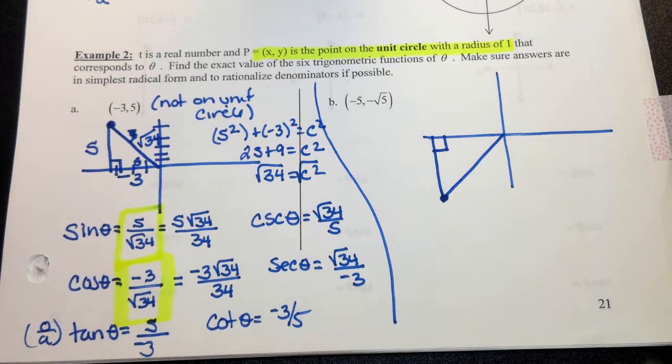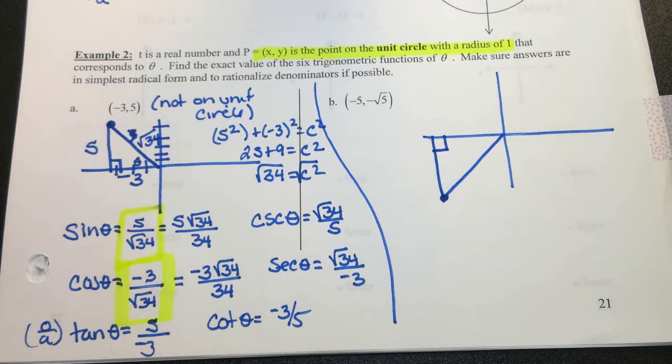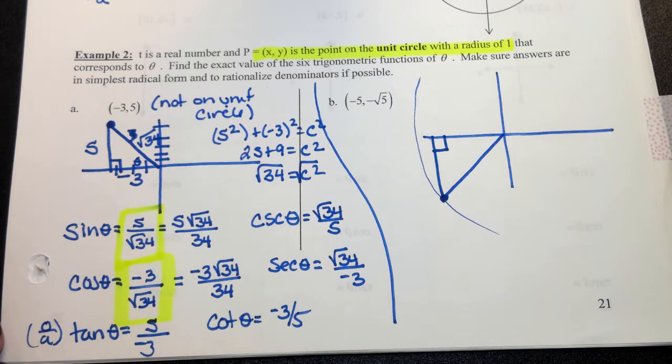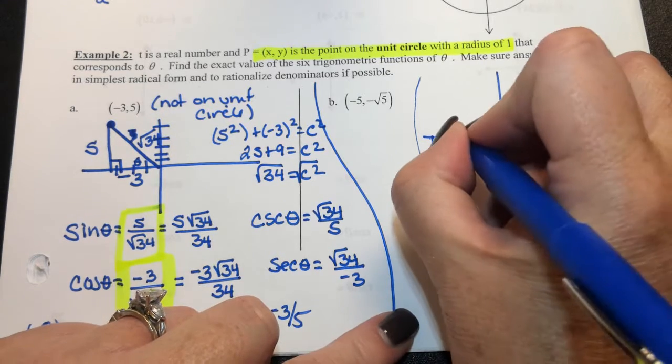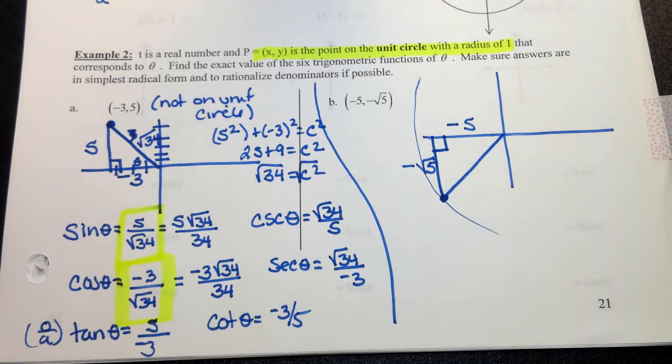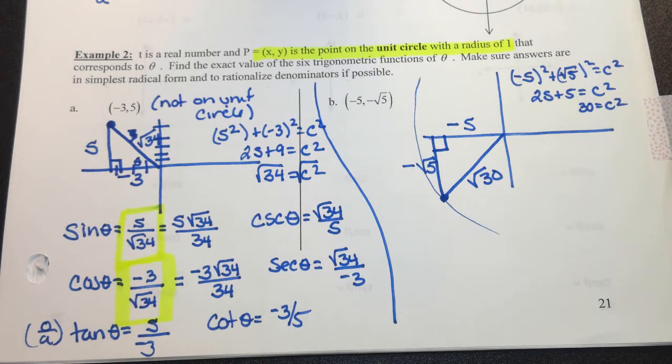Again, the right angle is always against the x-axis. Because remember, this is a point on the circle, and the center of the circle is at the origin. So my horizontal side is -5. The vertical side is negative square root 5. You guys go ahead and use your Pythagorean theorem to find that hypotenuse for me. So any questions on where I got square root of 30 for the hypotenuse?